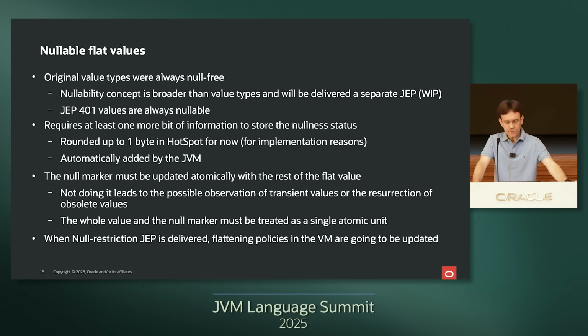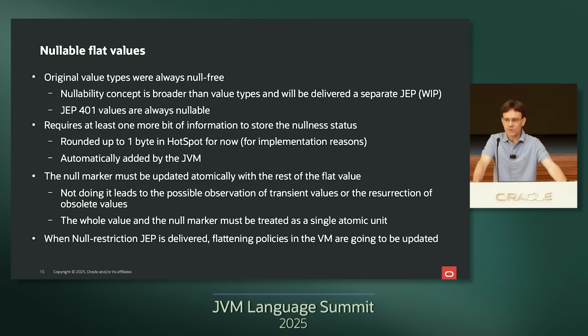So in JEP 4.1, values are always nullable, which means that we require one more bit of information to store the nullness status. In HotSpot, this bit of information is rounded up to 1 byte for implementation reasons, and I will come back to this point later in this presentation. This byte is automatically added to the value type by the JVM. The null marker must be updated atomically with the rest of the value.